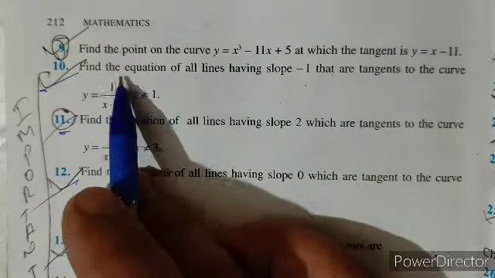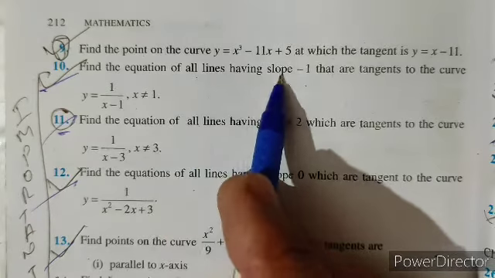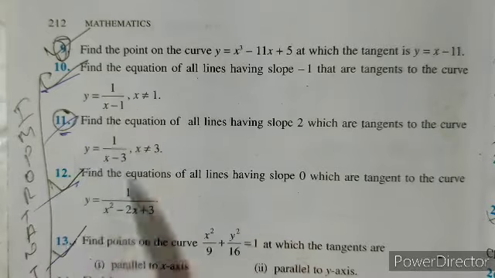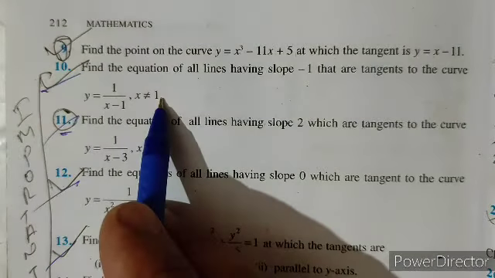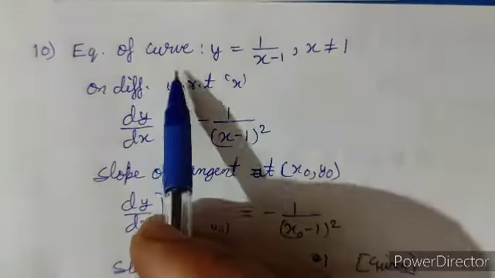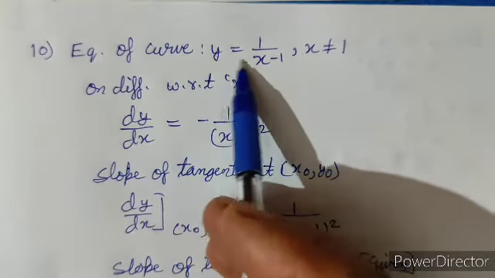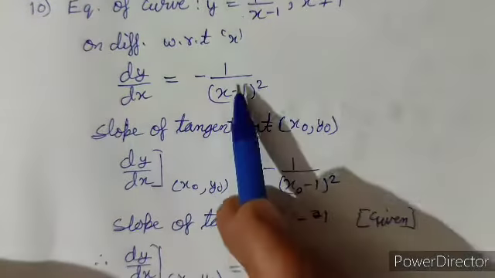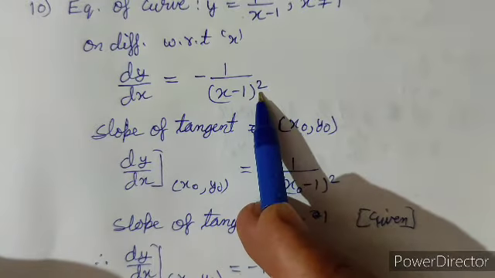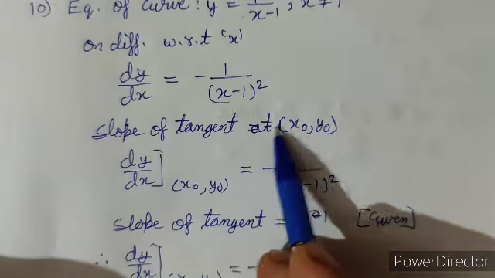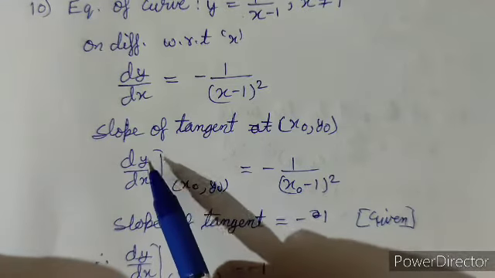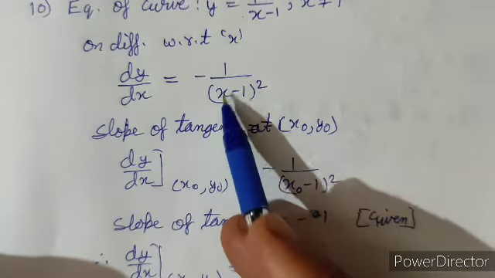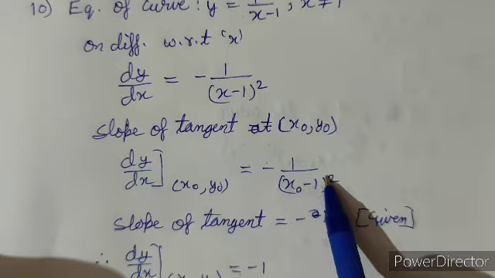In question 10, find the equation of all the lines having slope minus 1 that are tangent to the curve y equal to 1 upon x minus 1, where x is not equal to 1. Now here the equation of the curve is given to us. On differentiating with respect to x, we will get dy by dx as minus 1 upon (x minus 1) whole square. Now the slope of the tangent at point (x0, y0) will be given by dy by dx at (x0, y0), and that will be equal to minus 1 upon (x0 minus 1) square.